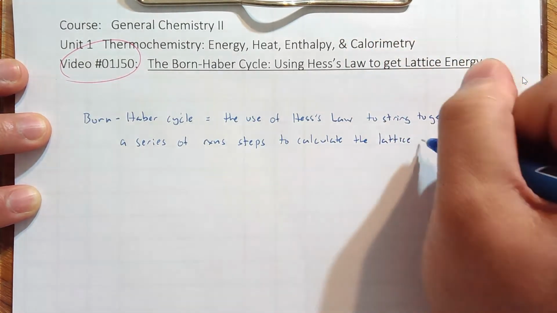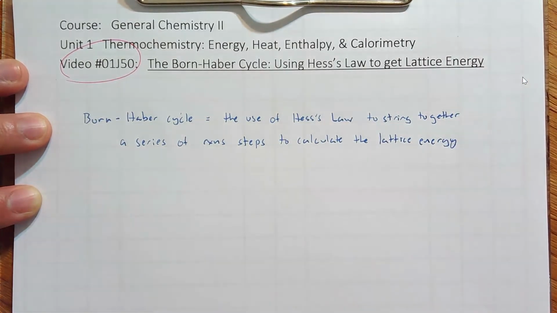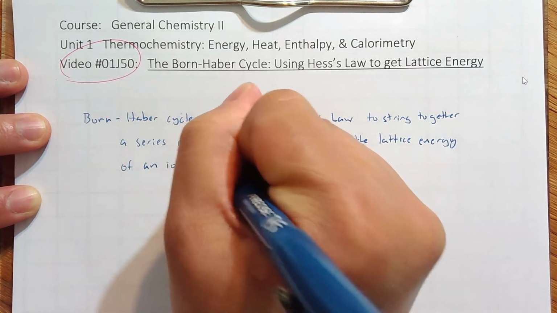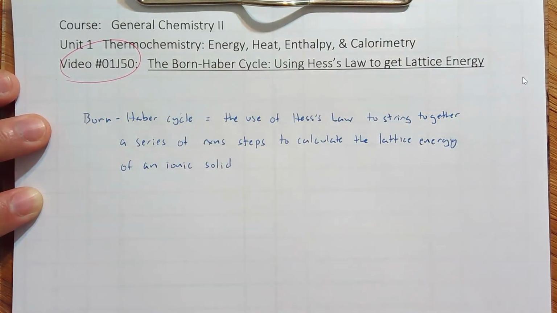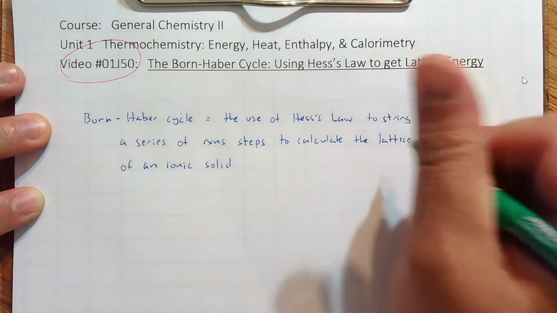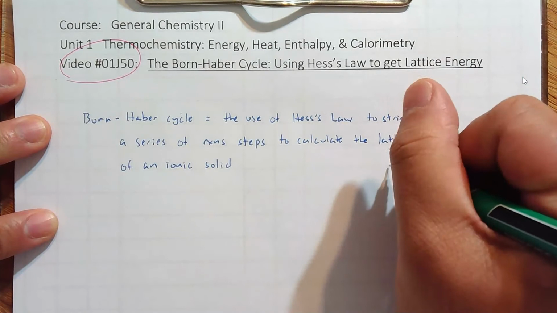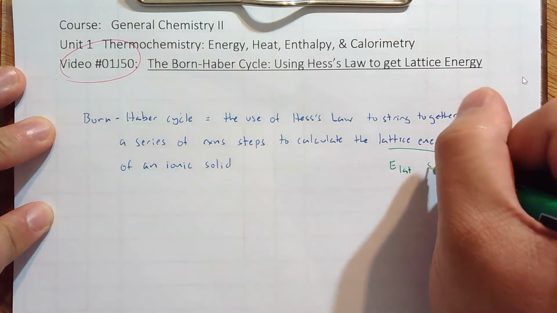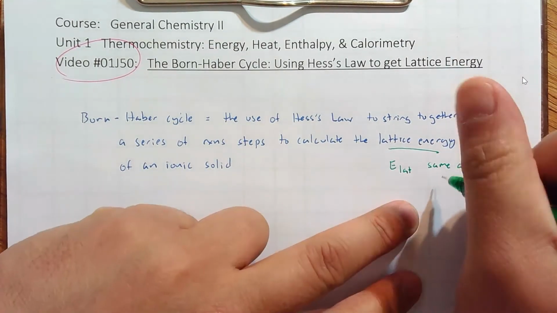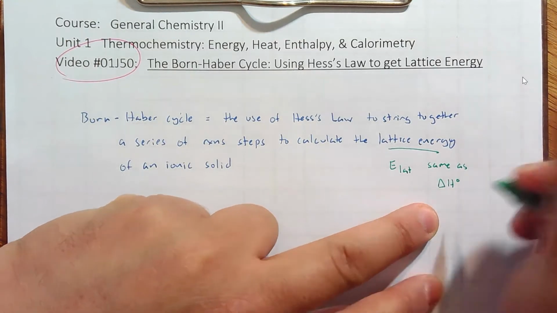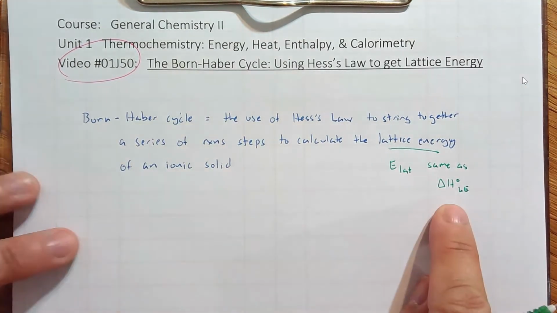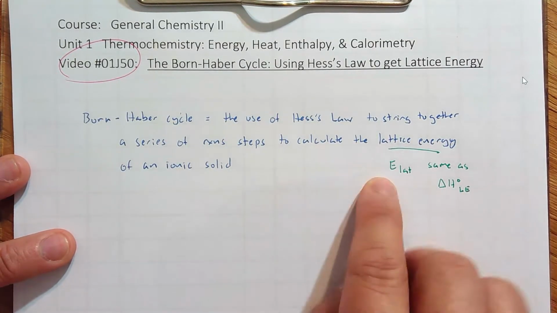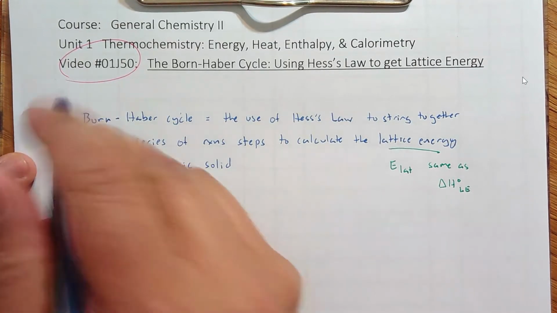Lattice energy of an ionic solid. Okay, and then lattice energy, we've seen it before as ELAT, but also it's the same as delta H naught LE, lattice energy, the enthalpy at standard conditions. Don't worry, I'll show you what lattice energy is next.